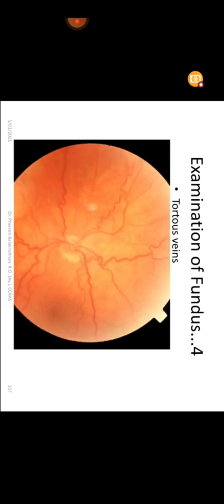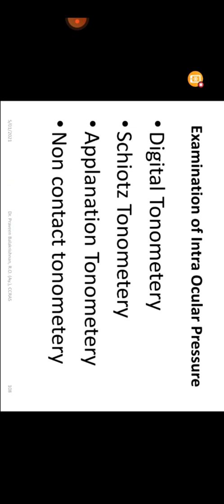Okay. Now you can see the tortuosity of veins that is happening. Whenever there is tortuosity, you can understand that there is some blockage. So central retinal vein occlusion or venous occlusions is the cause.